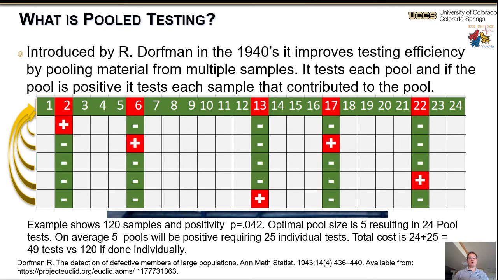show up. So with 120 samples with a positivity rate of 4.2%, the optimal pool size turns out to be 5, and we get 24 pools, and then on average, there will be 5 pools that are positive, so we have to test 25. We get on average 49 tests versus 120 if done individually, so much more efficient.